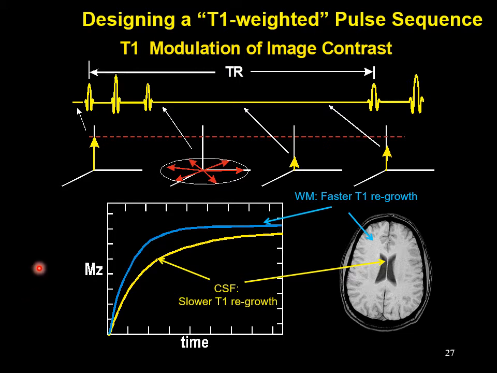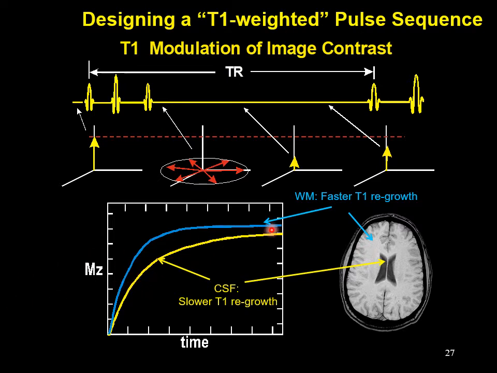So we get a T1 weighted image if we use a TR in this range here, and this is a typical T1 weighted image showing here, where the CSF, which has a longer T1, will look darker than the white matter, which has a shorter T1.